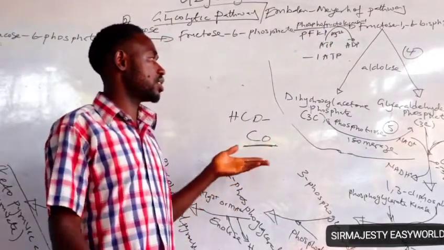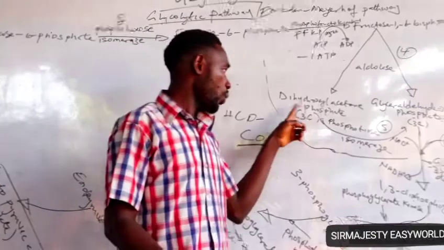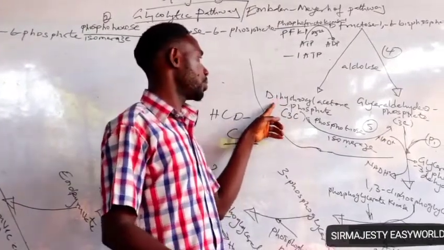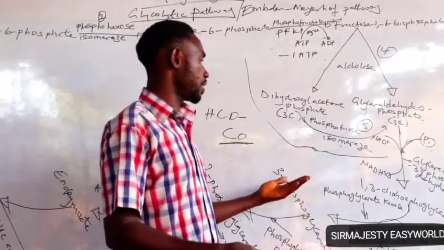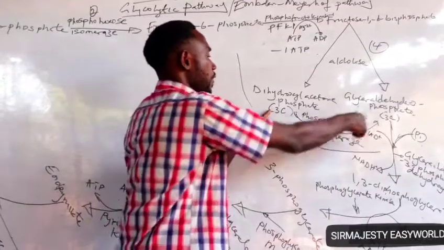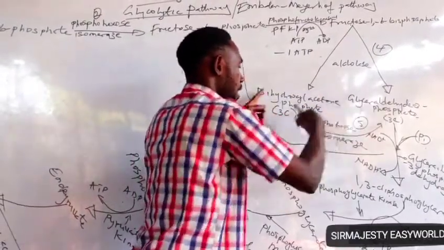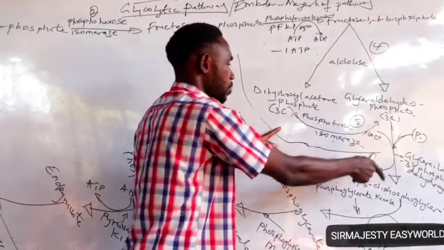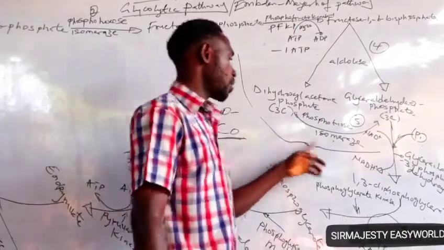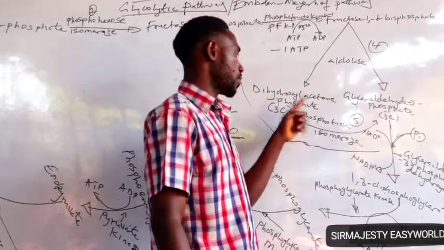Now let's see the energy yielding stage. Fructose 1,6-bisphosphate splits into dihydroxyacetone phosphate and glyceraldehyde 3-phosphate. The two triose compounds interconvert by phosphotriose isomerase.